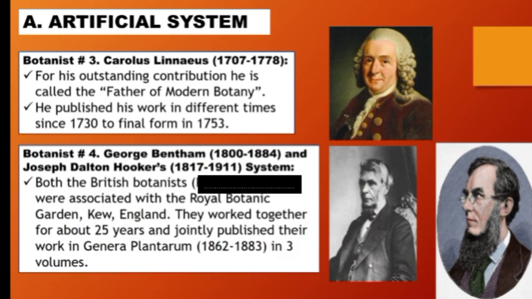Fourth is George Bentham and Joseph Dalton Hooker's system. They were both British botanists who were associated with the Royal Botanic Garden in Kew, England. They worked together for about 25 years and jointly published their work in Genera Plantarum, again in 3 volumes.